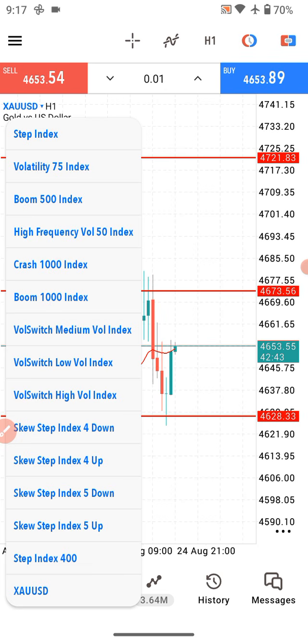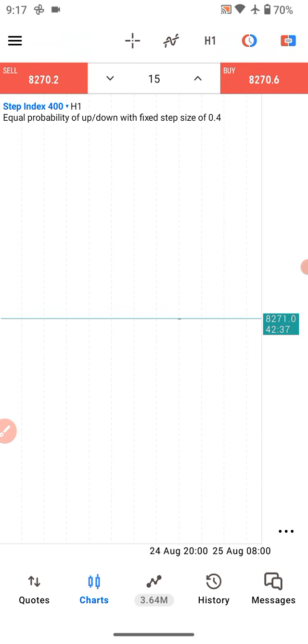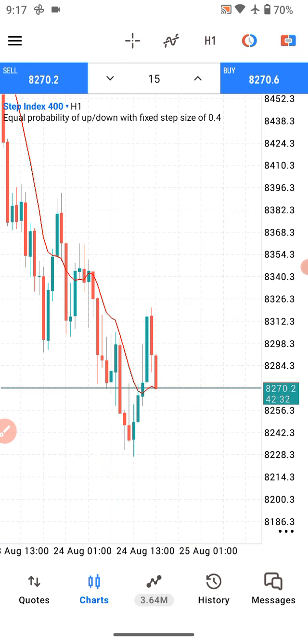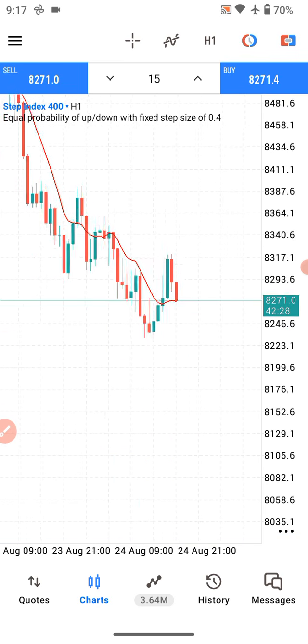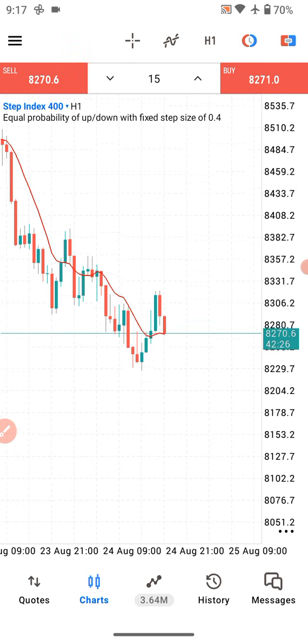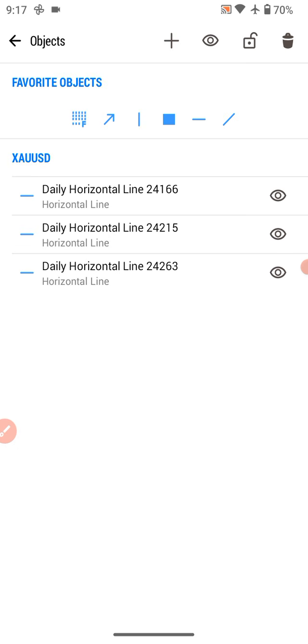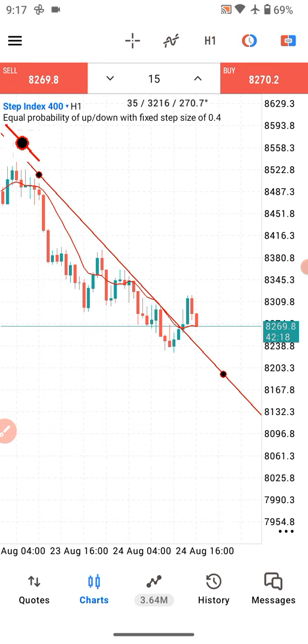I would analyze the Step 400 Index and see how good this thing can get. So in MetaTrader 5, I have my profitability. I have my chart set for me to monitor this market with, and here I can draw my trend line to spot what the market is doing in the 1 hour time frame.